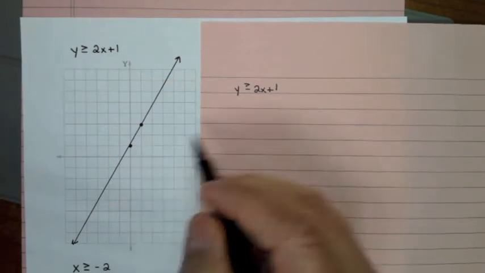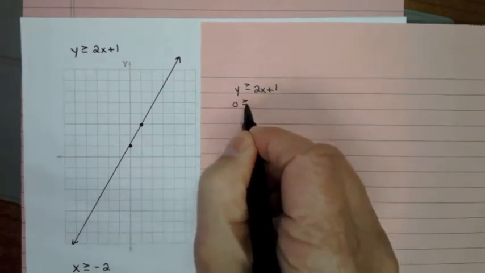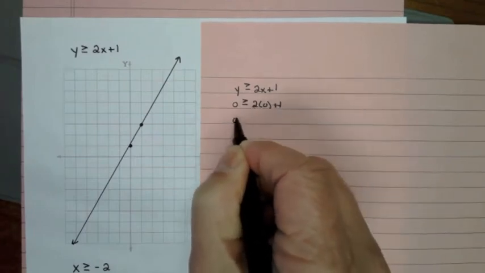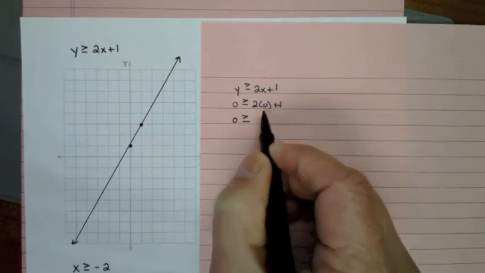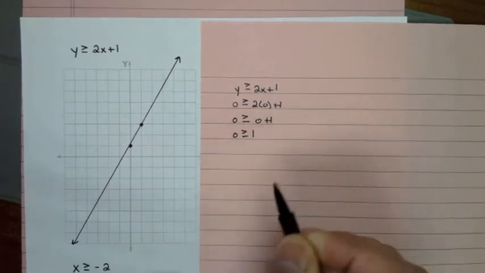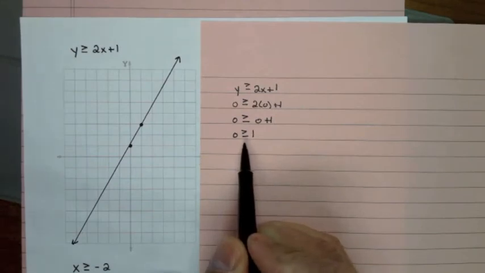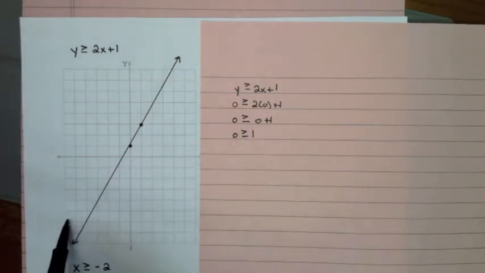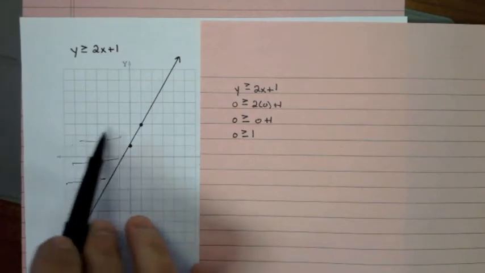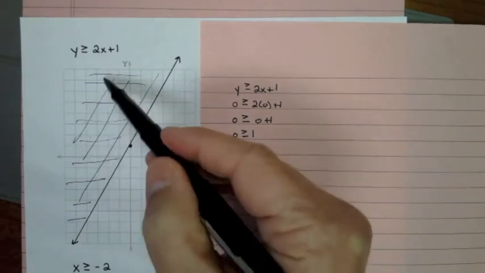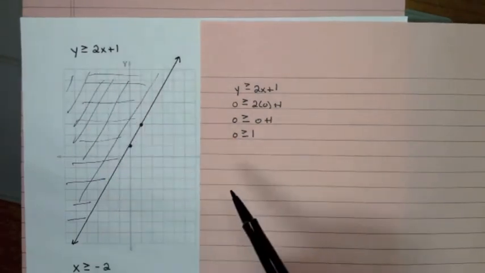So let's use 0, 0. 0 for my y and 0 for my x. 0 is greater than or equal to 0 plus 1. 0 is greater than or equal to 1. Is this true? No, it's not true. That means I need to shade on the opposite side over here. All these points on this side right here are solutions to this inequality.